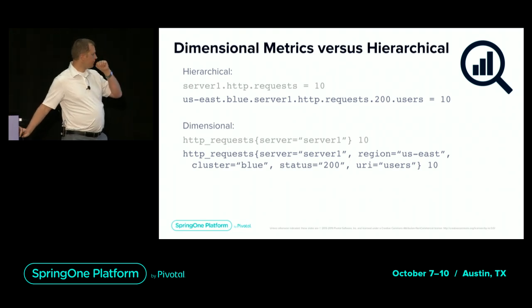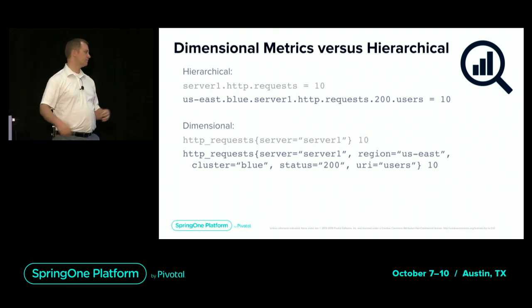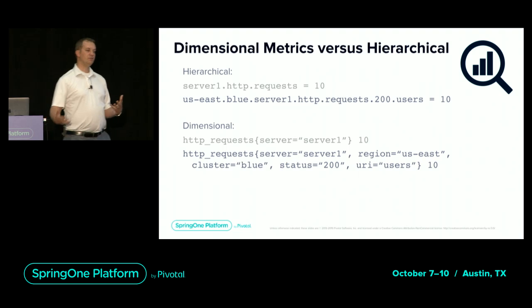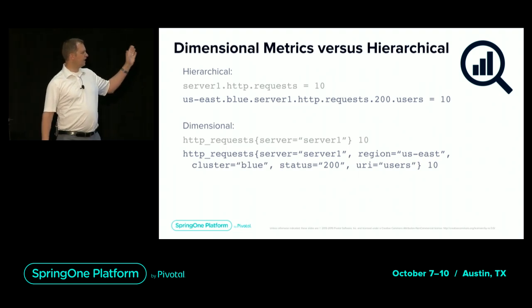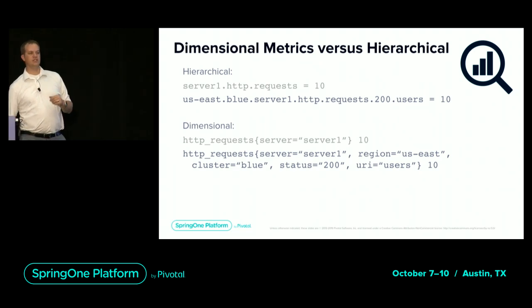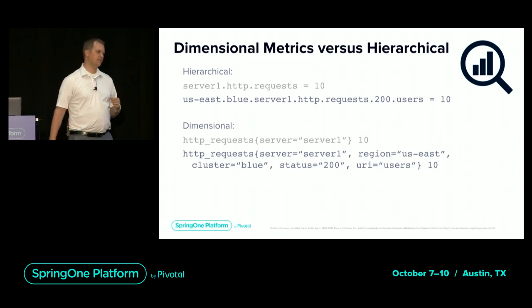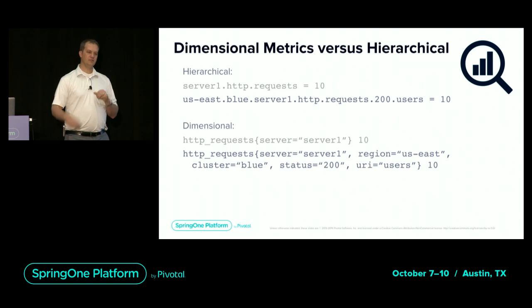Take for example, US East, okay, that's the region, that seems kind of clear. Blue, I'm not sure what that means. Maybe there's the tribal knowledge that we know that the second thing is the cluster, maybe not. But that relatively fits into that hierarchy, okay. But then you look at the end where we've got the 200 and users. Well, is the URI more important? What am I going to group on in that case? And so that's where it's not always the best fit.